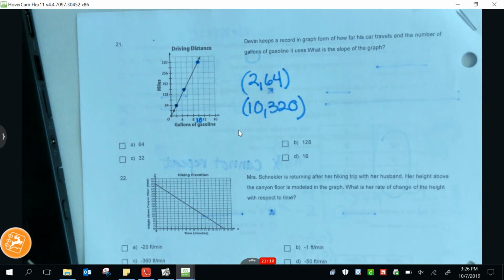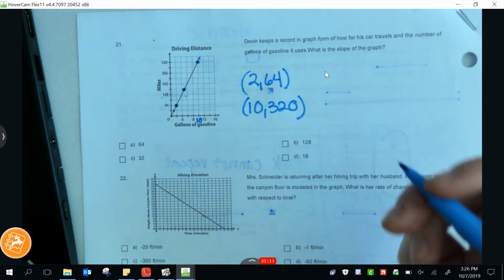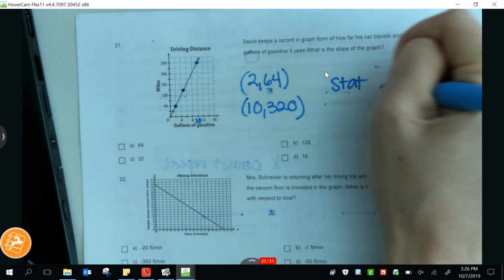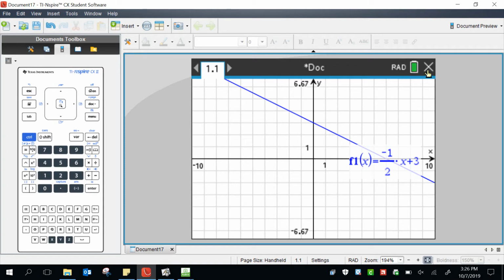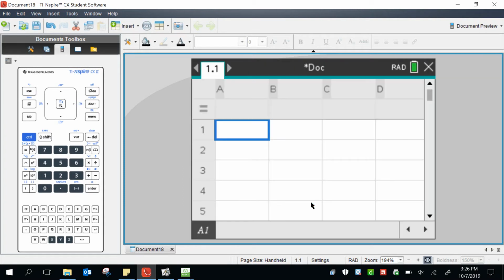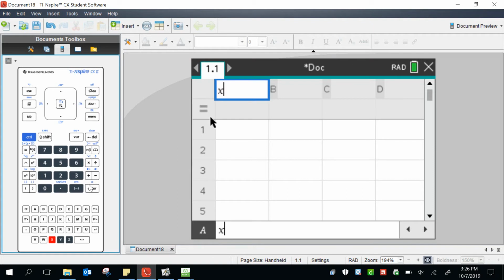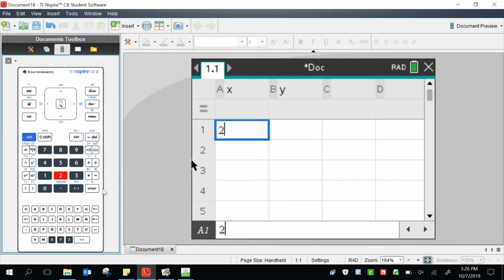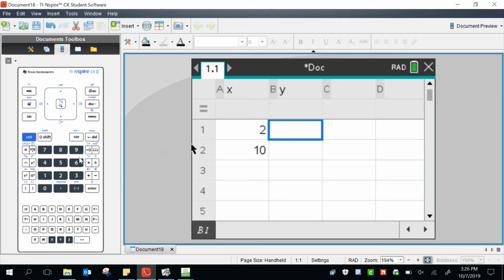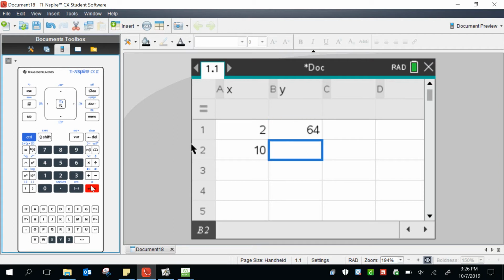2 ordered pairs. If you want the slope, stat edit. So go to our calculator, Excel spreadsheet, aka stat edit, X, Y, and type that in, 2, and that would be 10. Come over here, 64 and 320.